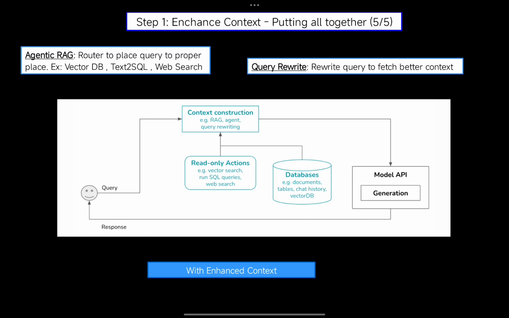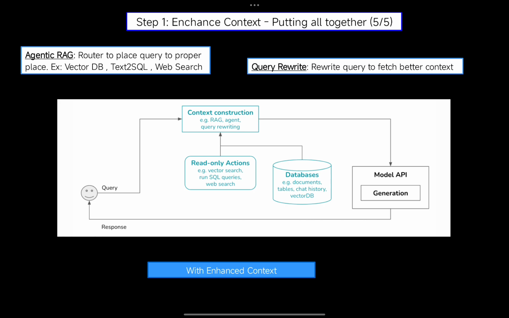So the query will go to this context construction phase, where you can have a RAG or an agent or a query rewriting phase, and based on that it will either go to a vector search or run a SQL query, or it can do a web search to get the context, or it can also go to certain databases to bring in the historical chat or the tables or the documents that are required to answer that question.